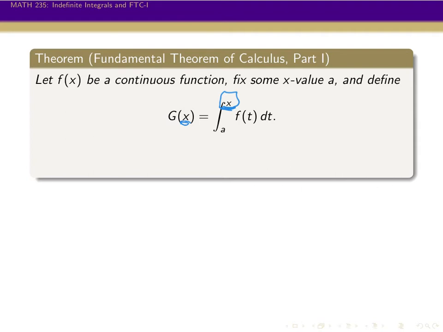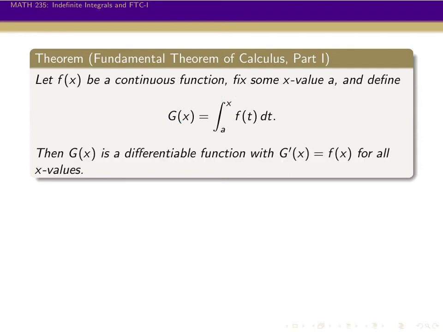Okay. So if we define g of x in this way, then it turns out that g of x is a differentiable function, and its derivative is f of x for all x values. That means that g of x is an antiderivative of f of x. Notice that this g of x is being defined by this funky integral going from a to x of little f, and this integral defines a function that's an antiderivative of little f.